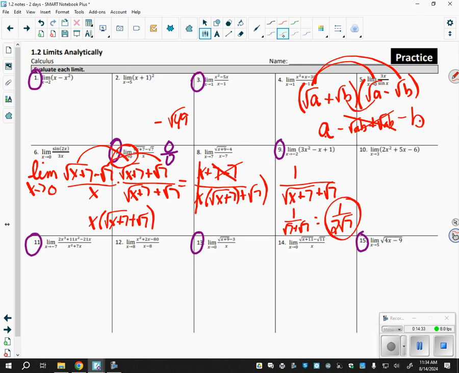So it's like an x. If I have x plus x, it's 2x. If I have square root of 7 plus square root of 7, it's just 2 square root of 7. I didn't see the plus sign. I plugged in 0, right? I'm taking the limit as x goes to 0. So that x becomes a 0, and then I just get an answer.